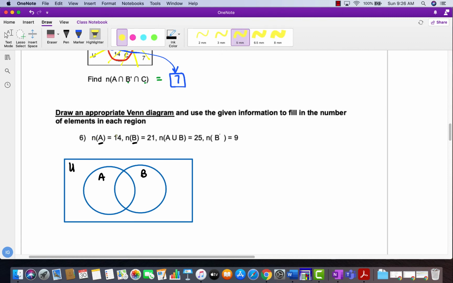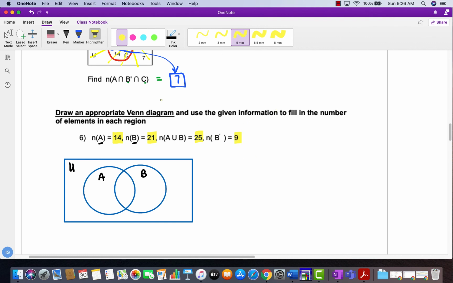We know the number of elements in A is 14. So everything inside the circle for A is going to be equal to 14. The number of elements in B is 21. Everything inside B is going to be 21. And we know that the union of A and B is going to be 25. And we know the B complement, the number of elements, is going to be 9.